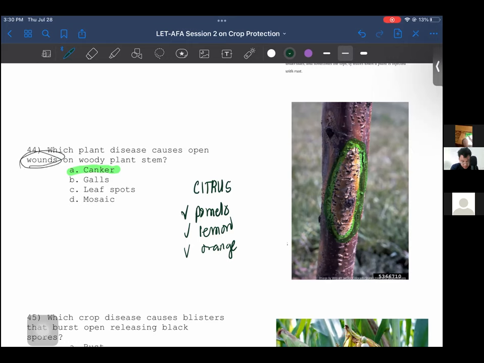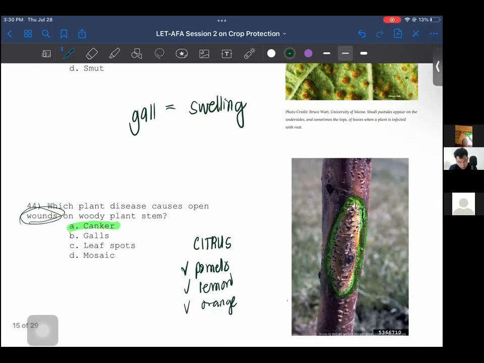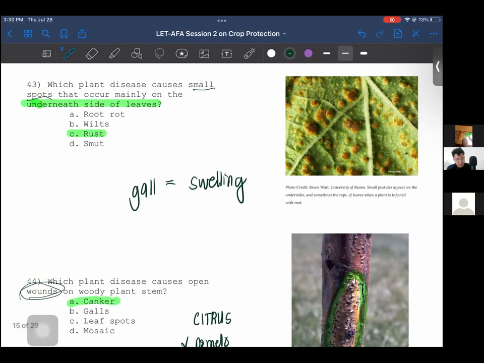Yung kanina, kapag rust, small spots, pwede yan, under the leaves. Kanina yung gall naman, review, ay swelling. Review lang to. Gall, swelling. Kapag canker, wounds, so mga bruises or sugat. And small spots, rust.